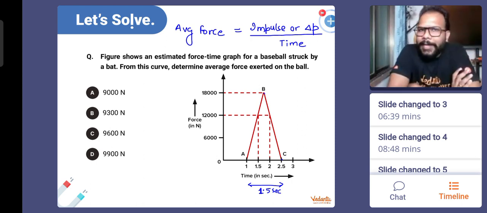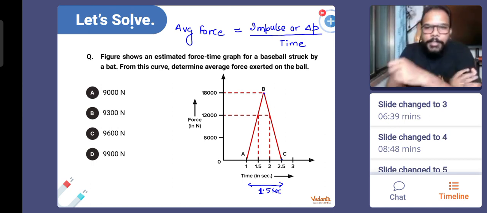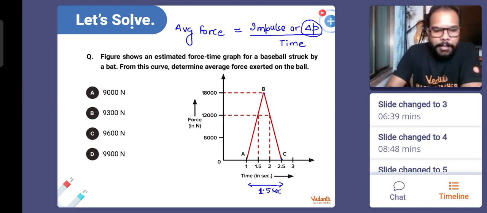If I find out the area of this graph, what do I get? I get the impulse, or the change in momentum, both. Impulse is the value that I get, or the change in momentum is what I get. So if I get the value of change in momentum, I will divide it by the total time taken. I'll be able to calculate the total force.